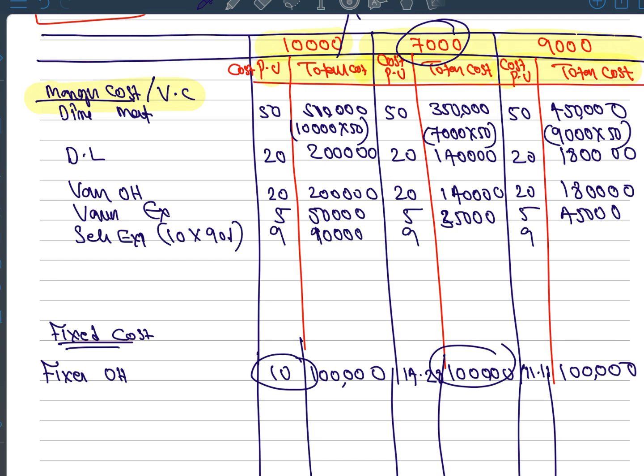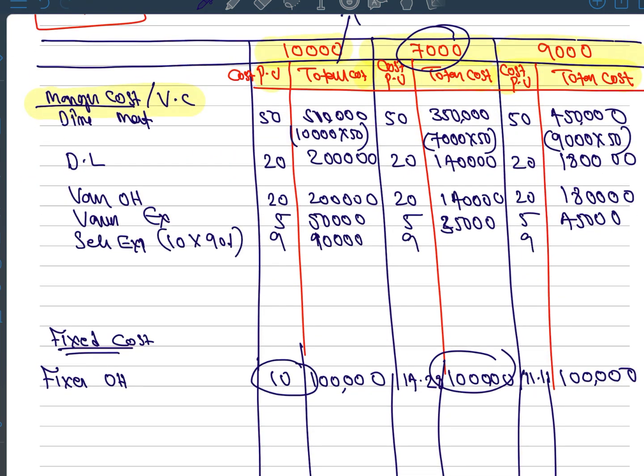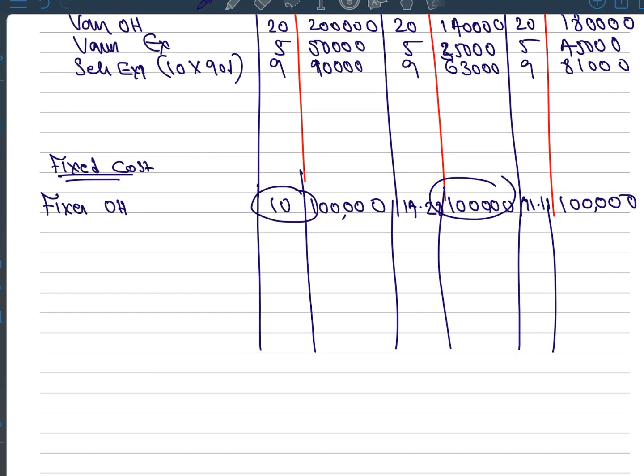Selling expense, 10% is fixed. Then what's your doubt? If 10% is fixed, 90% will be variable. 9 into 7,000, give me the calculation. Give me the answer. 63,000. Then 9 into 9,000, 81,000. Okay, then don't forget to write here selling expense.